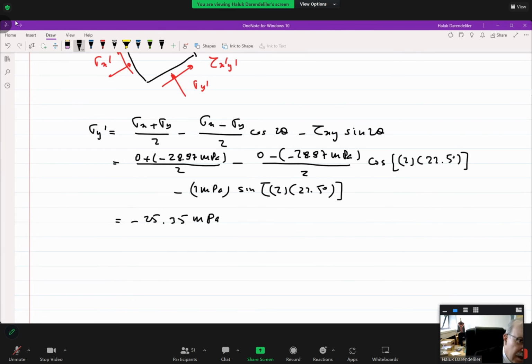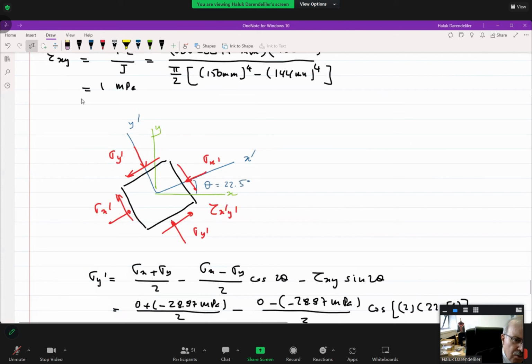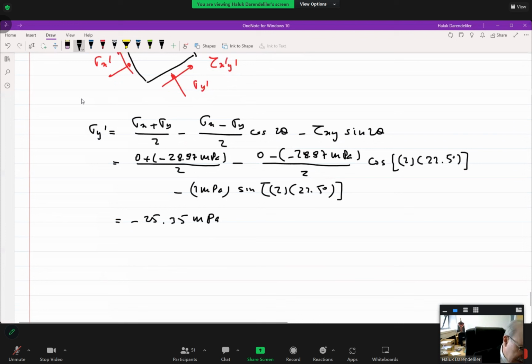What else? On the weld, now look, the weld corresponds to this face. If it corresponded to x prime, we would look at that. The weld corresponds to sigma y prime. We need tau x prime y prime.